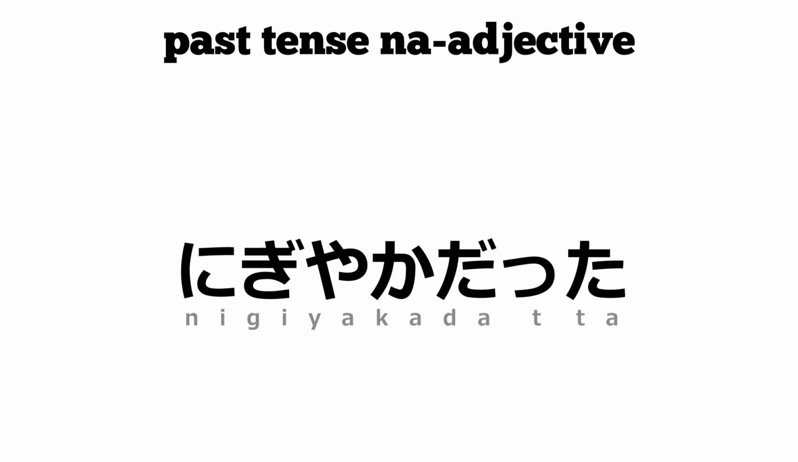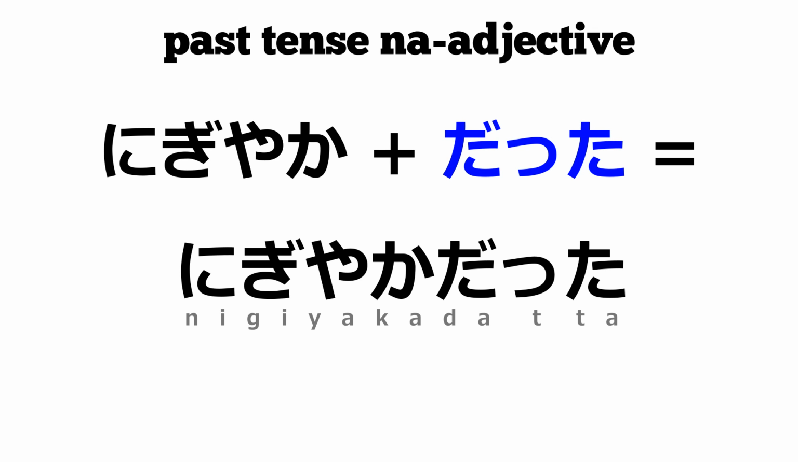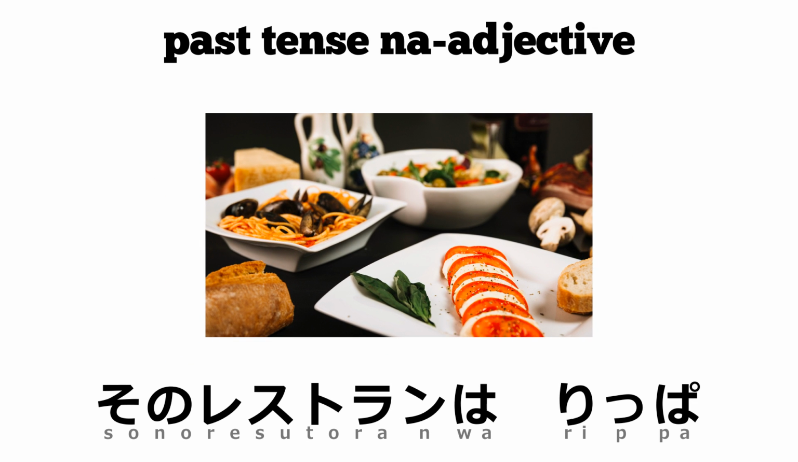Yu's dad was also using the casual past tense, but this time with a na-adjective, which is formed a little differently than it is with an i-adjective. But it's extremely easy. Just add だった to the end of a na-adjective. Your turn. Change this sentence into the past tense.